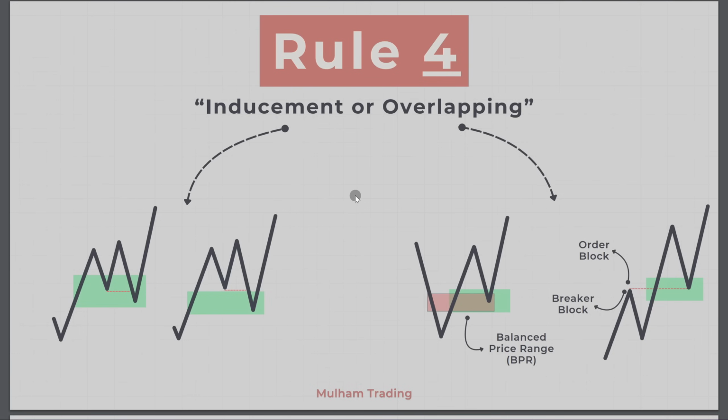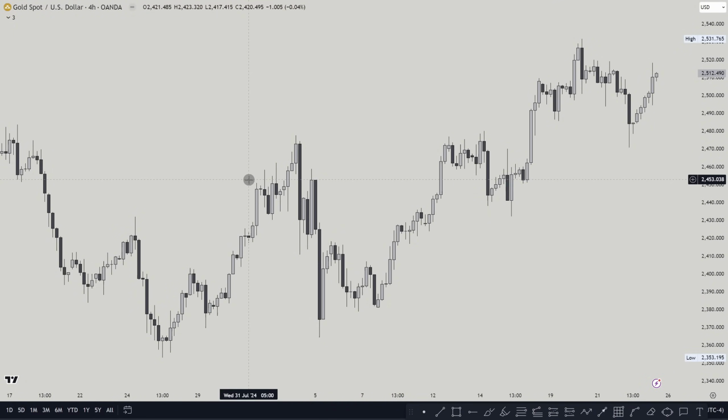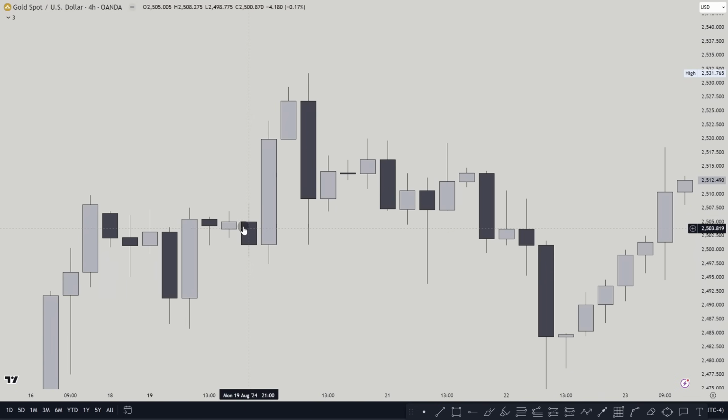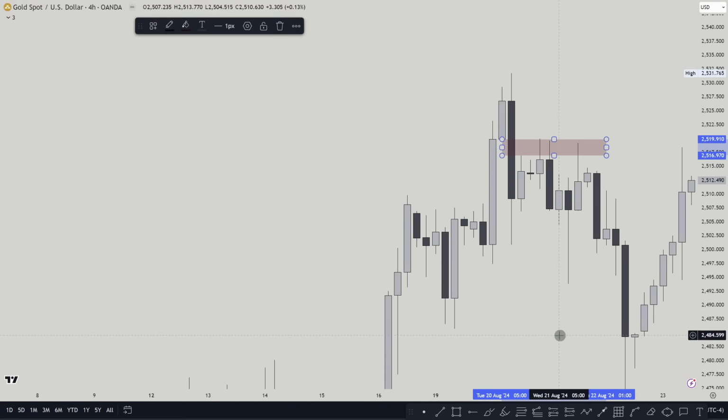So focusing on those two types and the different forms below each type, that's how you get really high probability fair value gaps. So looking at gold again on the 4 hour, we have a lot of examples here. An example of the overlapping, where we have a balanced price range, for example, which is two fair value gaps overlapping with each other. You see a fair value gap here, a fair value gap here. Where's the overlapping? That's the one. That's one type of it.